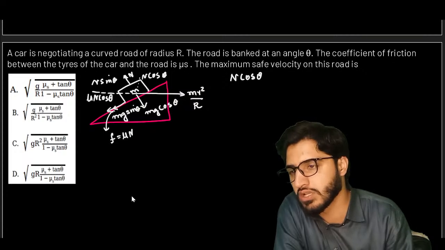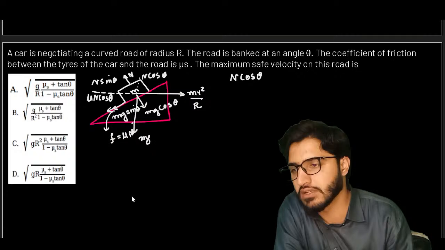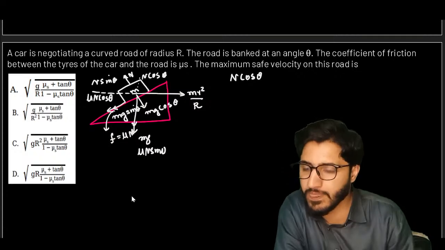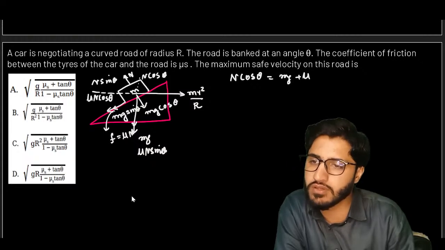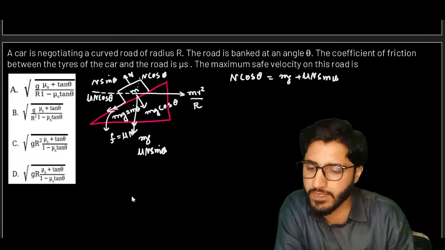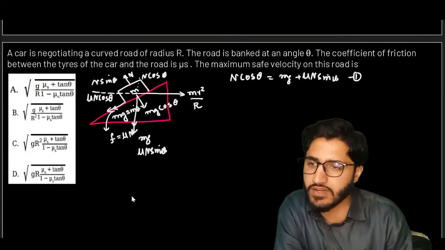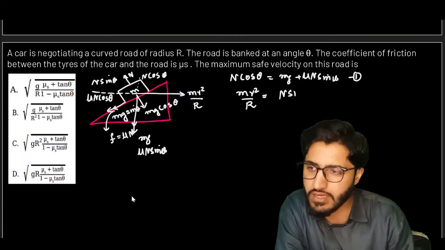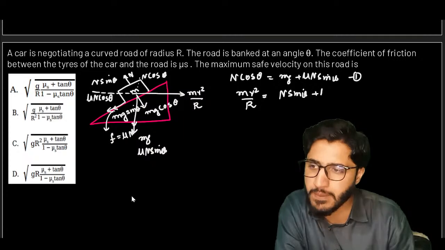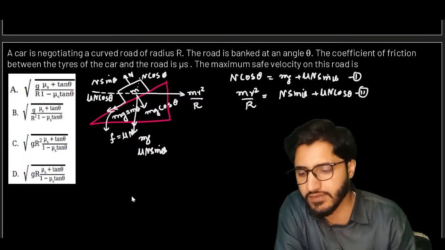So I can do like this. This will be mg, then nu n sin theta equals to mg plus nu n sin theta. First equation. The second one, can I write? It would be mv square by r equals to n sin theta plus nu n cos theta. Second equation.